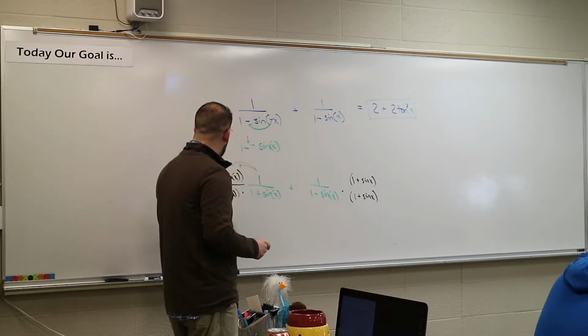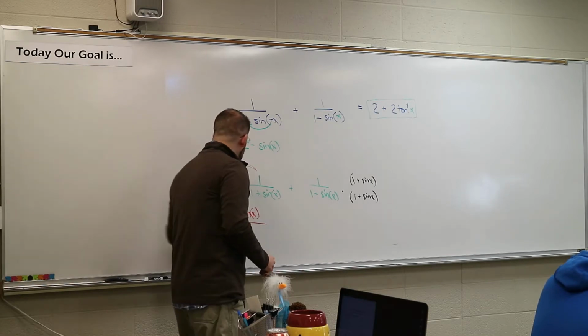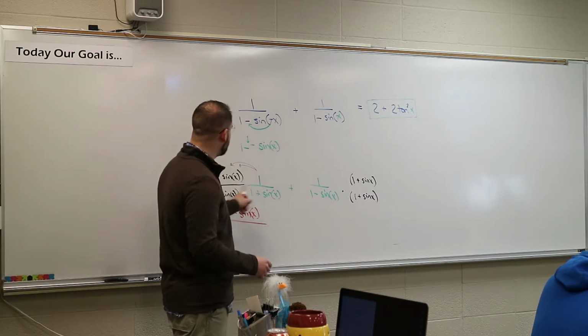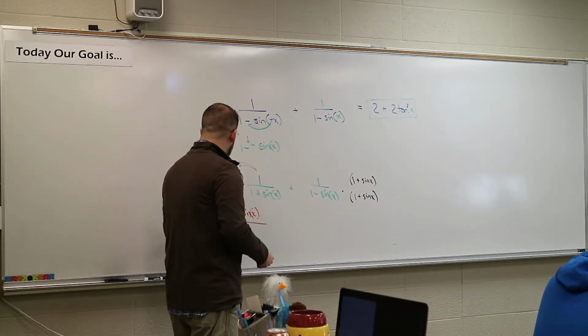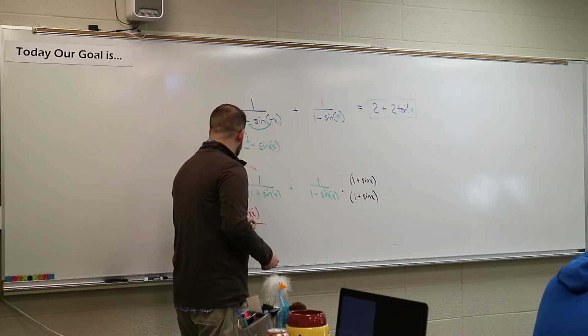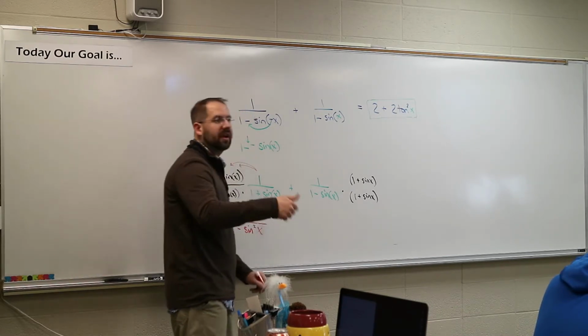So this turns out to be 1 minus sine x on the top, because you multiplied it by 1, so it just stays the same. But the bottom, if I FOIL first, outer, inner, last, the middle terms, negative sign and positive sign, would cancel, so I'm left with 1 minus sine squared of x, which is one of our Pythagorean identities.